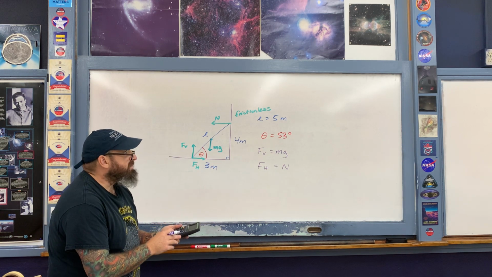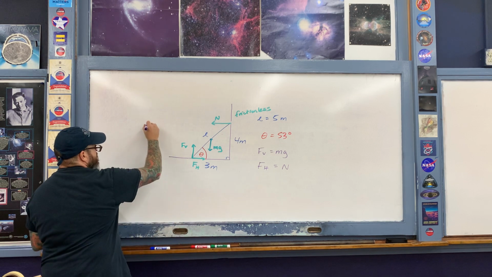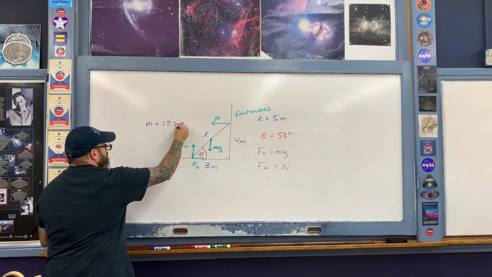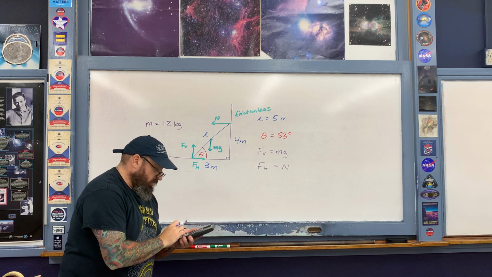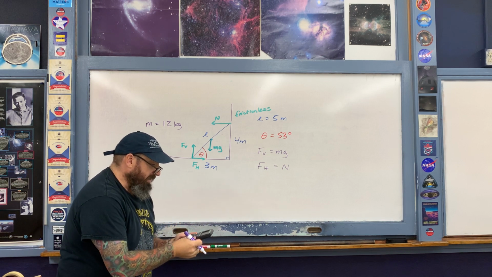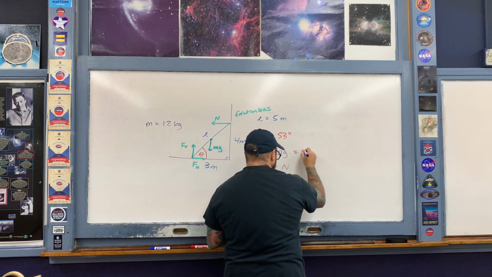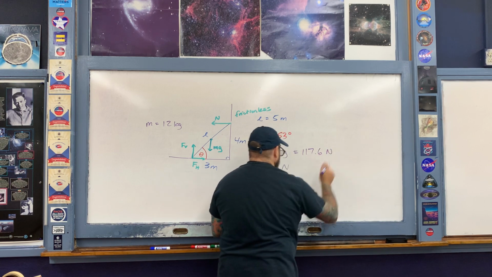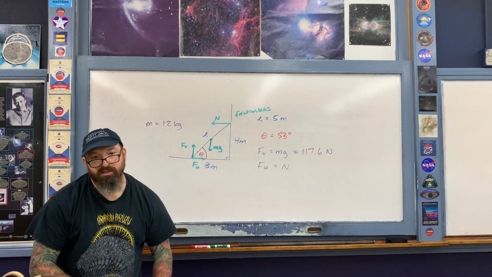So let's see, the mass of the ladder was given to us as 12 kilograms. I neglected to write that down earlier. Let me do so here. So 12 times 9.8, and that comes out to be 117.6 newtons. Like so. But now let's go ahead and calculate the torques.